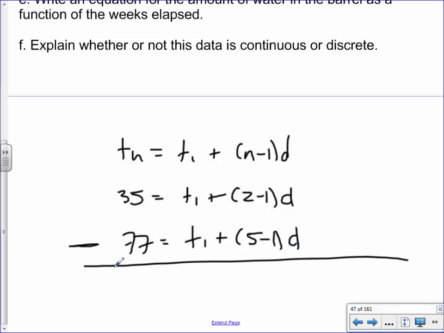They're already in a prime position for elimination. So I need 35 minus 77, so negative 42. T1 is going to disappear. 2 minus 1 is just 1d, may as well just call this 1, right? 5 minus 1 is 4d. And then 1 minus 4 would give you negative 3d. Does that make sense?